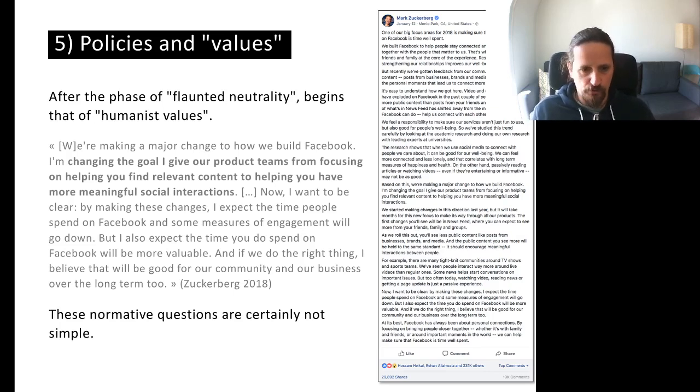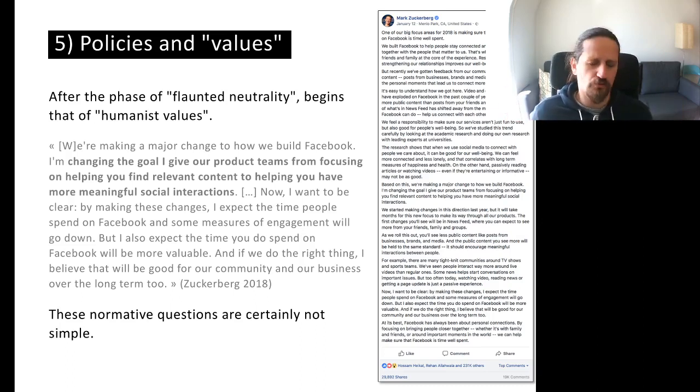So Zuckerberg has talked about those things quite a bit, and this is an interesting Facebook post that he made, right, where he says that values are not just something that you have in your heart, right? But they go into design, right? They go into decisions. How should the platform look? And he said, I'm changing the goal I give our product teams from focusing on helping you find relevant content to helping you have more meaningful social interactions, right? So this is basically a value shift that he's announcing there, right?